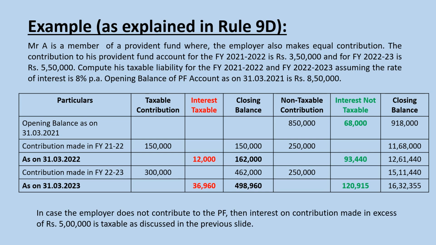In case an employer does not contribute to the Provident Fund, then interest on contribution made in excess of rupees 5 lakh is taxable as discussed in the previous slide. So in this case, if the employer doesn't make any contribution, then for the financial year 21-22, his contribution is 3,50,000, then it will be exempt, the entire contribution. And in the financial year 22-23, his contribution is 5,50,000. So 50,000 will be taxable and 5 lakh will be exempt. This will happen only if the employer does not make any contribution.